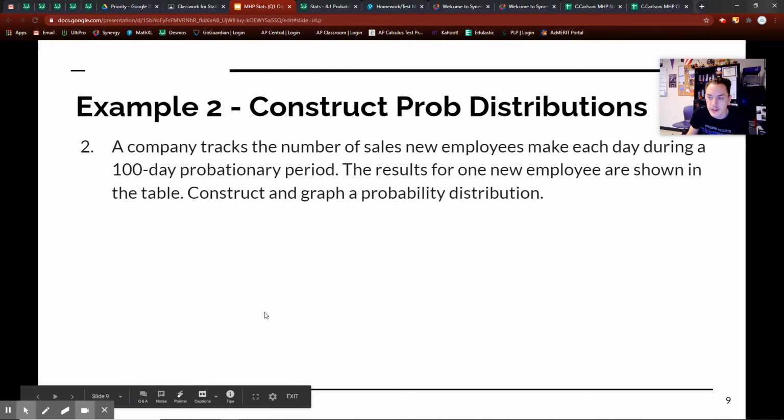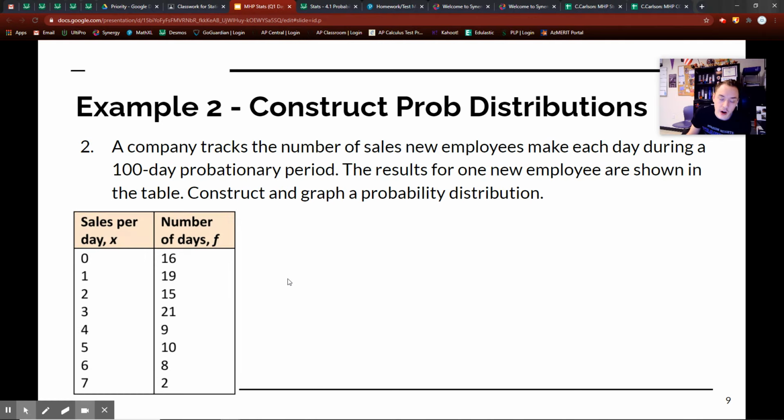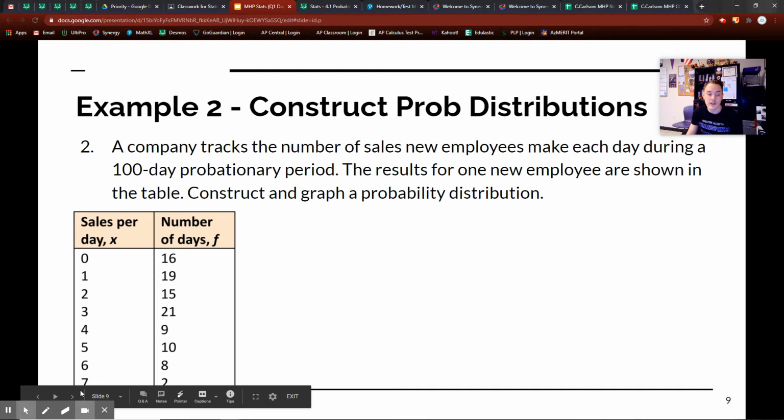Let's erase. Let's go through another one. Let's see if you can do this one by yourself. I'm given the same thing here. Follow the steps of the guidelines. The company tracks the number of sales new employees make each day during a 100-day probationary period. The results for one new employee are shown in the table. So I have countable data sets 0 through 7. Try to do this by yourself.